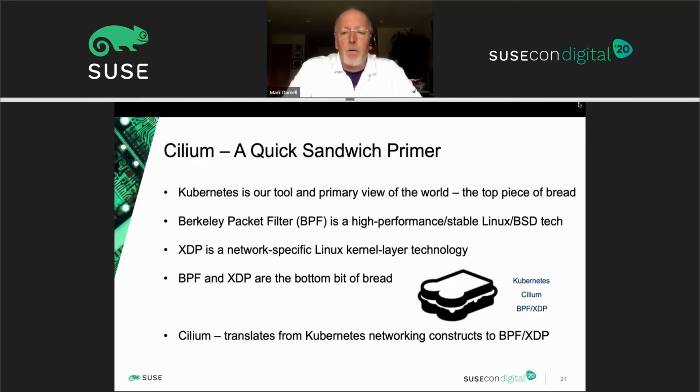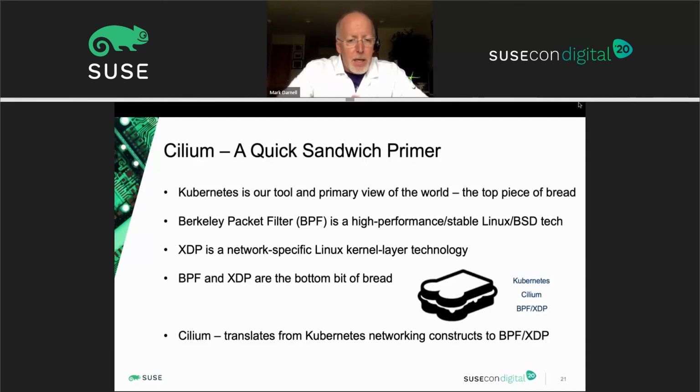Now BPF has been around for a very long time. It was a BSD technology that's been added into Linux. It's very high performance and stable inside Linux. Excellent piece of kit. XDP is a network-specific Linux kernel layer technology. It allows you to accelerate some network functionality. And the way that Cilium works, it uses both BPF and XDP.